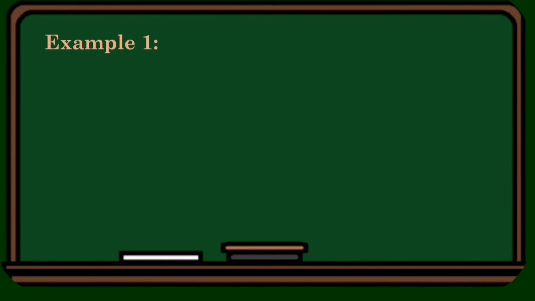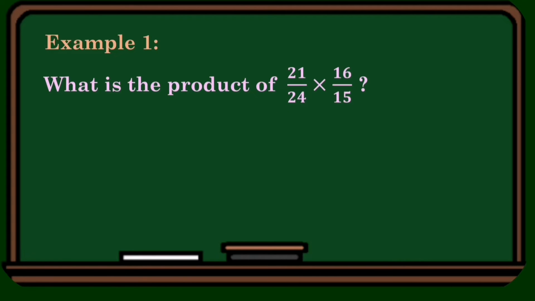Let's take this example. What is the product of 21 over 24 times 16 over 15? Okay, we will apply cross-cancellation. So, what is the GCF of 21 and 15? Using continuous division method, let's find the GCF of 21 and 15. So, 21 and 15, their common prime factor is 3. Then divide, 21 divided by 3 is 7. 15 divided by 3 is 5.